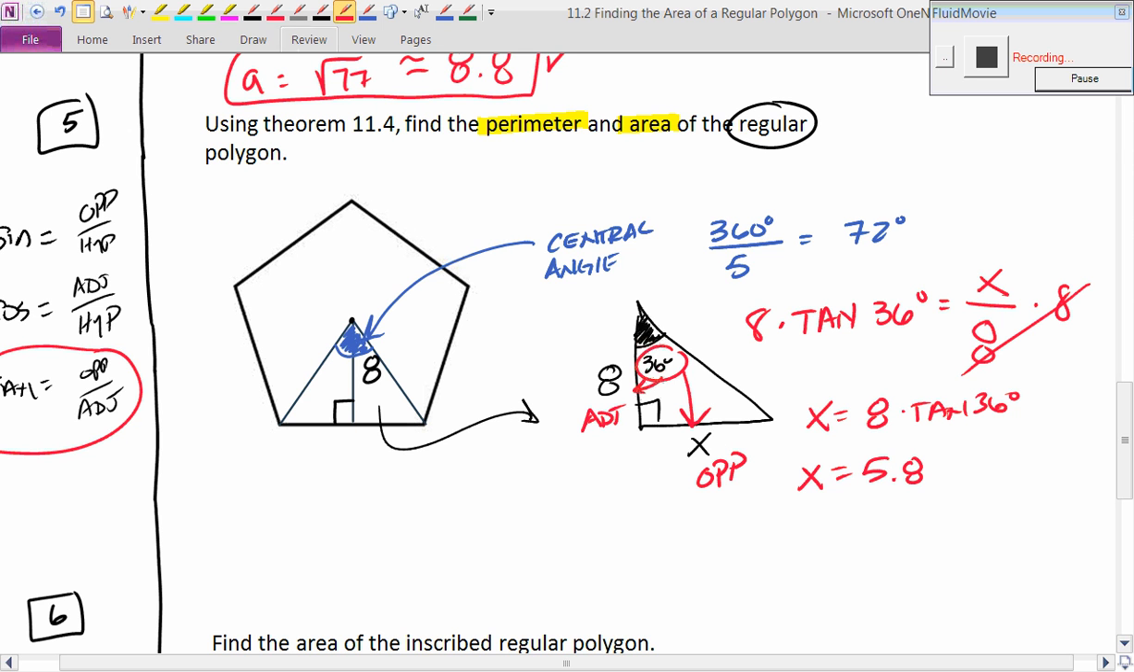So if x is 5.8, question is, what's the entire length of one side? Hey, we just double it, right? He says 11.6. So if that's 11.6, then what is this? And then what is this? And how about that? And how about that? So how many 11.6s do I have? I have 5 of them, right? So the perimeter is equal to 5 times 11.6.